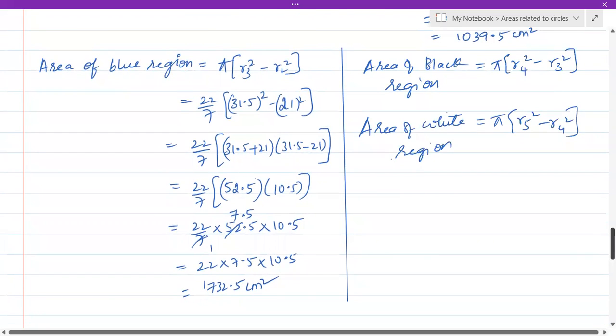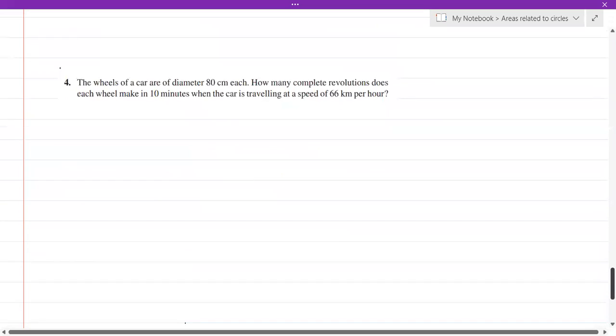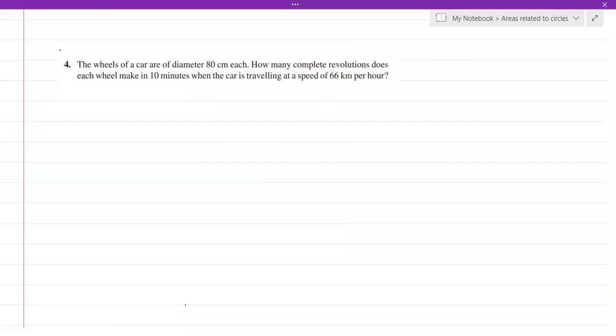So let's get into the next problem. The next problem is a very, very important problem. So listen carefully. The wheels of a car are of diameter 80 centimeter. So we have got a wheel.